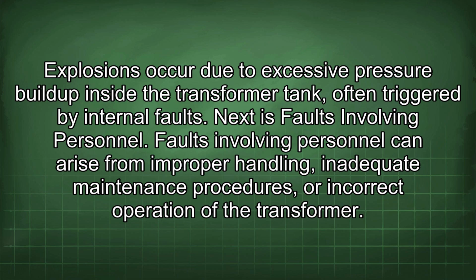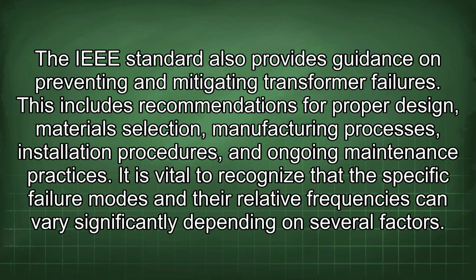Next is faults involving personnel. Faults involving personnel can arise from improper handling, inadequate maintenance procedures, or incorrect operation of the transformer. The IEEE standard also provides guidance on preventing and mitigating transformer failures. This includes recommendations for proper design, materials selection, manufacturing processes, installation procedures, and ongoing maintenance practices.